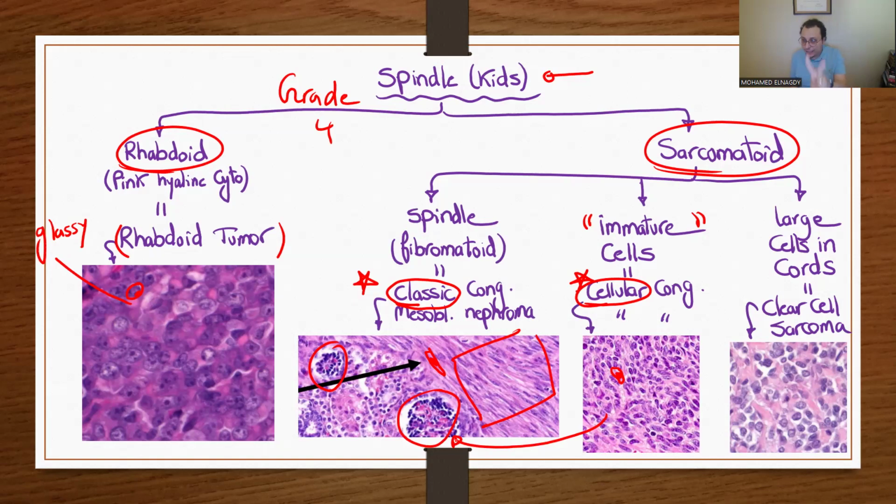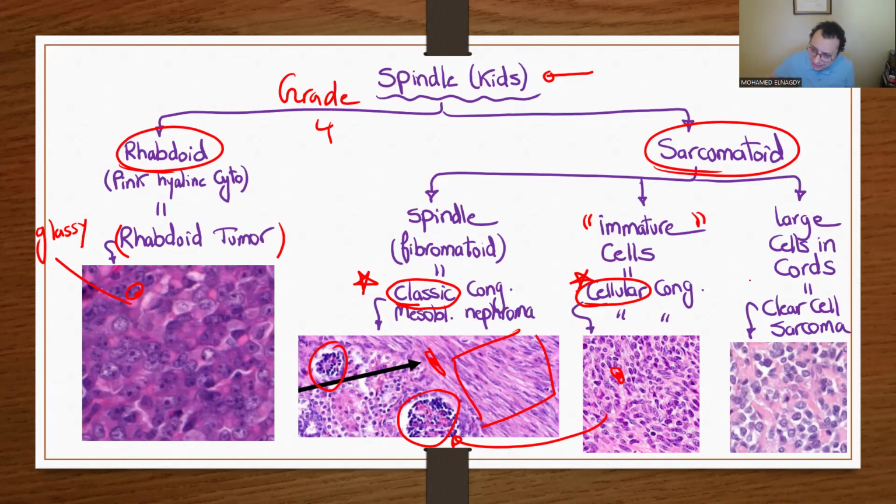So we have the congenital mesoblastic nephroma, two types, cellular type and classic type. The two types start with the C, cellular and classic. The cellular is just cells. The classic is just what a mesoblast will do or a blast cell will do. What does a blast cell do classically? It tries to form any poorly formed structures. And you have these fibromatoid bands or fibromatoid areas showing these spindle cells, which are really spindle.